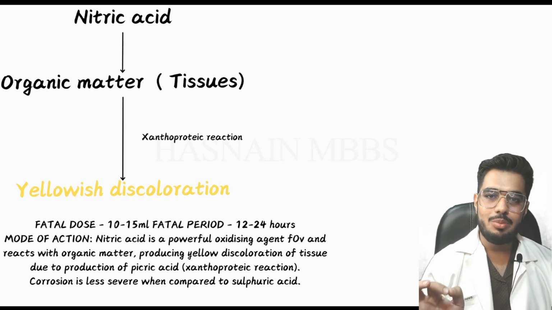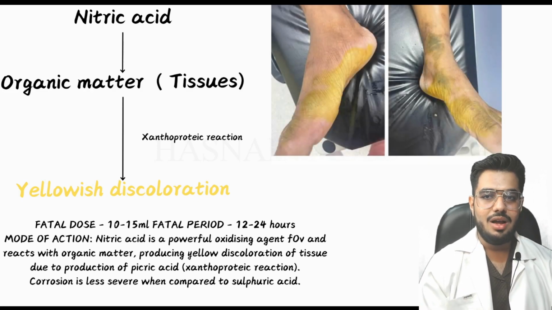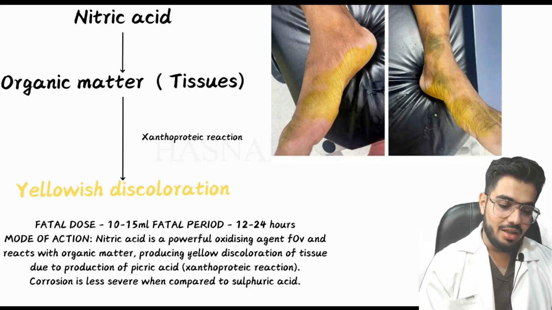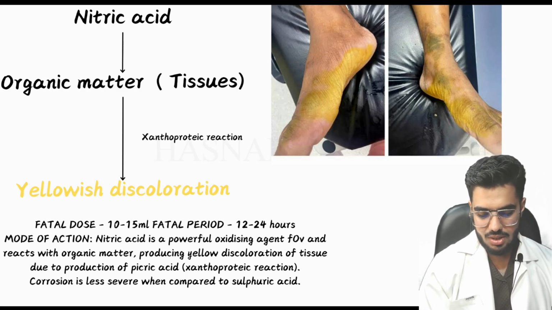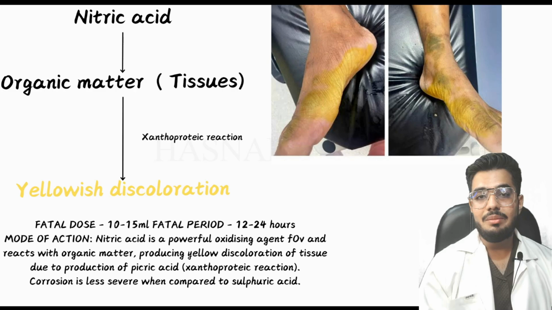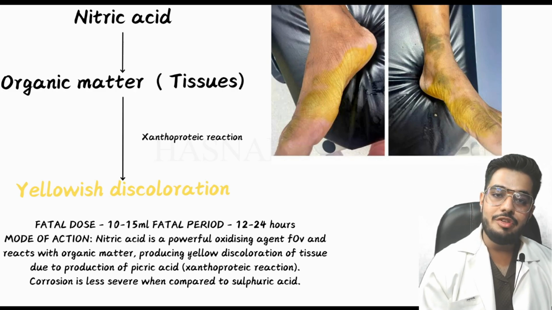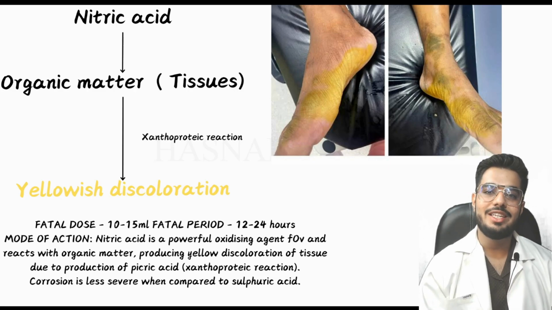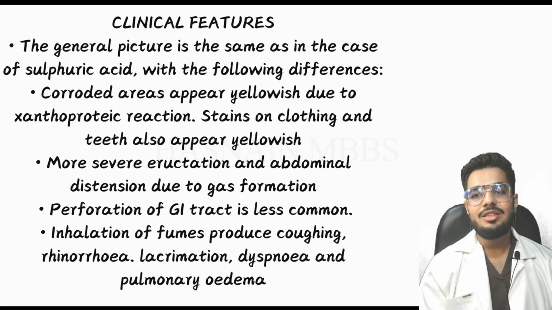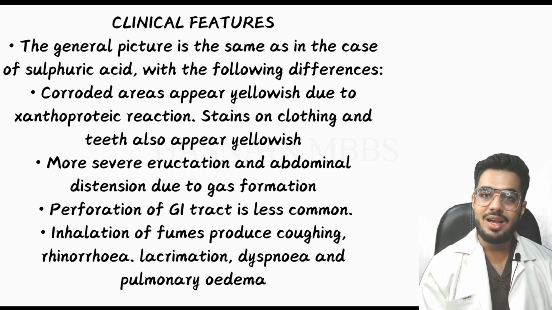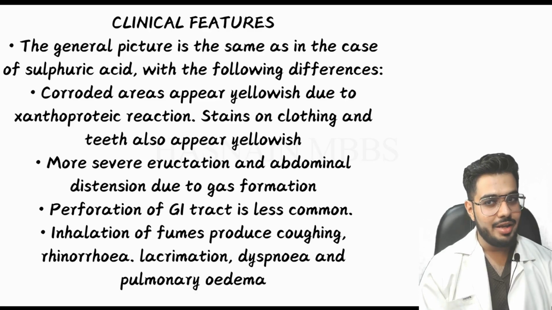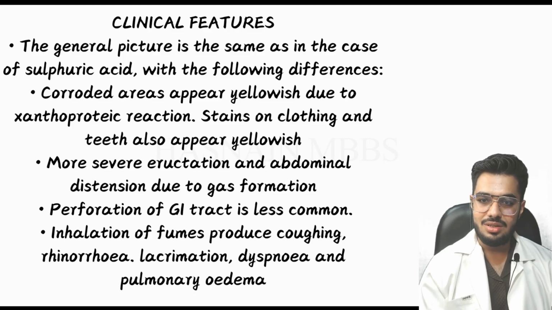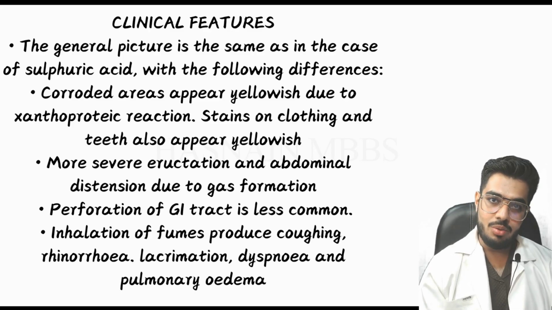Most important, write down the xanthoproteic reaction in your examination; the signs and symptoms will be the same. And you can see over here our yellowish discoloration of nitric acid poisoning. Corrosion will be comparatively less compared to sulfuric acid, because sulfuric acid is a hygroscopic acid and causes more extraction of water compared to nitric acid. The clinical features are the same, but the corroded area will appear yellowish because of the xanthoproteic reaction. There is also severe, excruciating abdominal distension due to gas formation, and perforation of the GI tract is comparatively less common than with sulfuric acid.